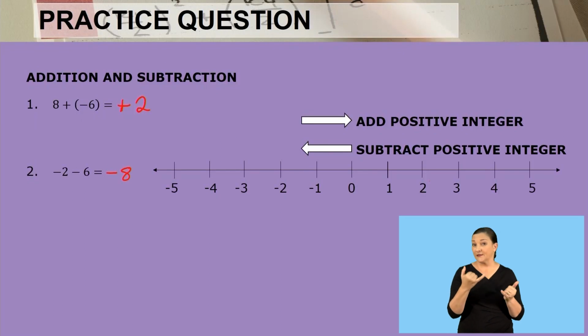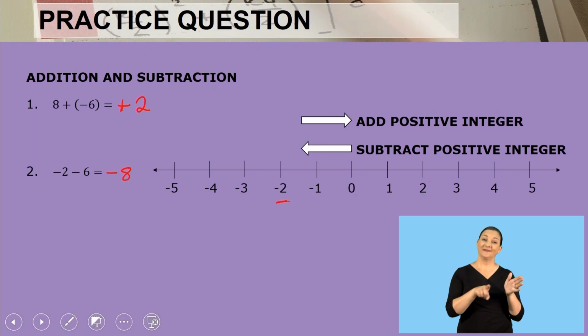But had I decided to use my number line, remember, I am subtracting a positive number. So from negative 2, I am going to move to the left, right? Because I'm subtracting a positive number, I'm going to move to the left. How many spaces to the left? 6 spaces to the left. And that is going to land me on the negative 8.